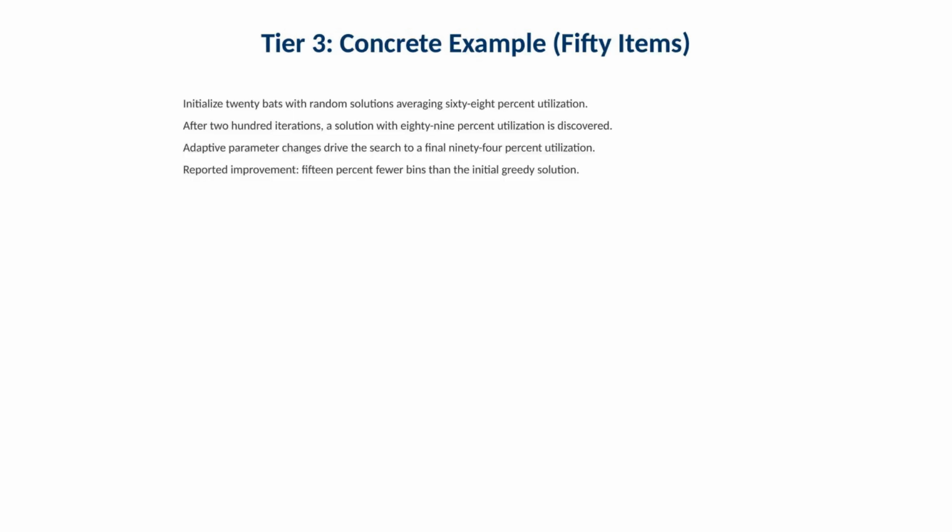In the reported 50-item example, the method starts with 20 bats and random solutions averaging 68% bin utilization. After 200 iterations, the search finds a solution at 89% utilization, and adaptive parameter tuning supports further improvement to 94% utilization, with 15% fewer bins than the initial greedy baseline.